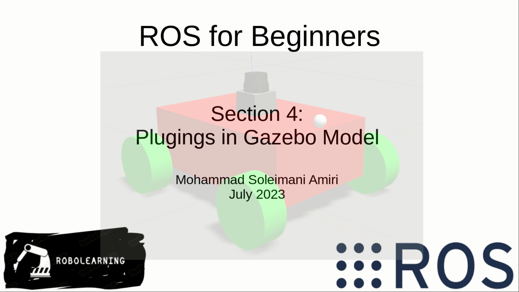In the three previous sections, we talked about the basics of the Robot Operating System, and in the previous video I presented how to make a four wheel robot model in Gazebo, how to create a URDF, and some basics for RViz. In this section I want to talk about how to add plugins in a Gazebo model.